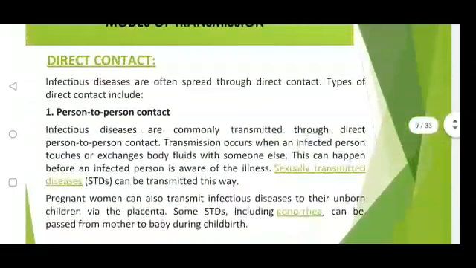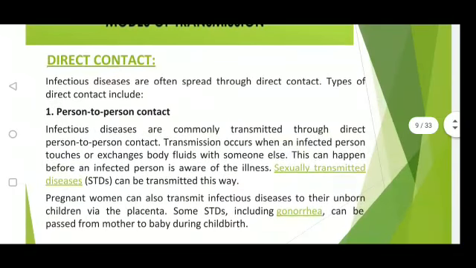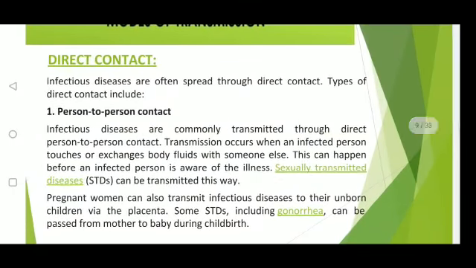So in person-to-person contact, what I have told is that it occurs by touch, then exchange of body fluids. Third one, sexual contact. Fourth one, uteroplacental, from the mother to the baby. And one more thing is that through vaginal delivery, if the mother has a sexually transmitted disease like gonorrhea, the baby can get the infection.